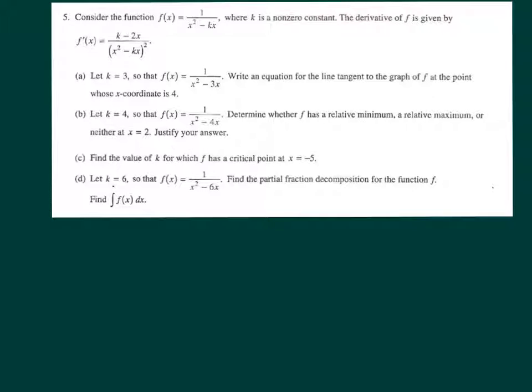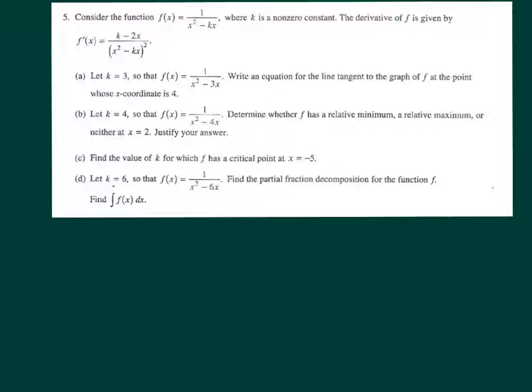So you have your derivative. Now, the first thing they ask is let k equal 3. So this is our function. Write an equation for the line tangent to the graph of f at the x coordinate 4. So in order to find the equation of a line, remember you need 2 pieces of information, a point and the slope. So you're going to want to consider that derivative up there in terms of working with that. And on this one you get 2 points: 1 point for determining the slope and 1 point for the actual equation of the tangent line.